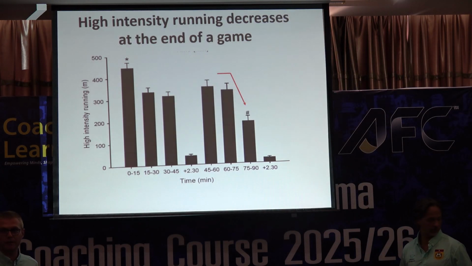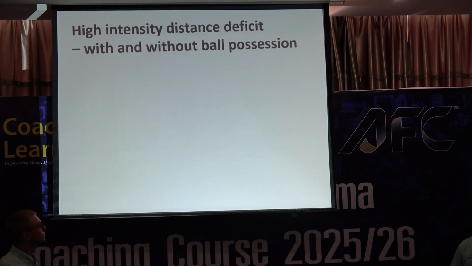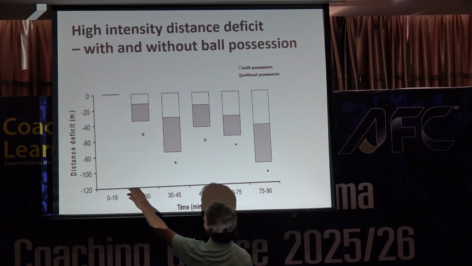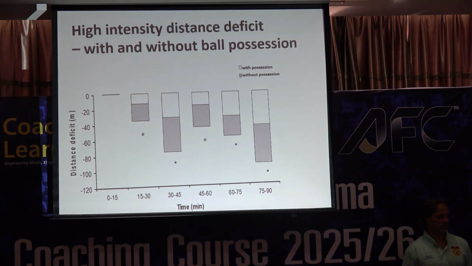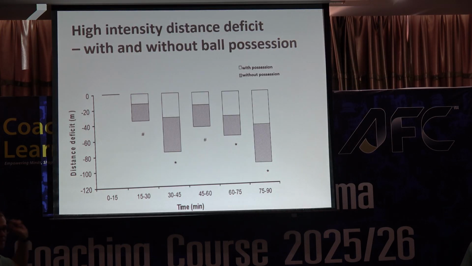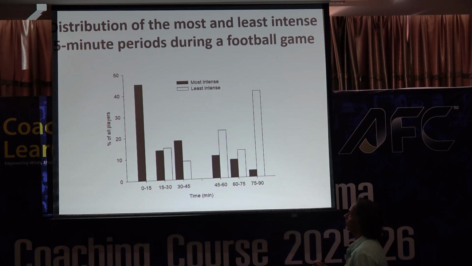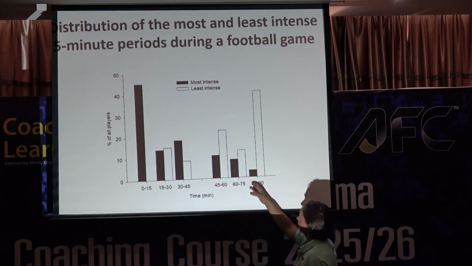And we know from the first day that this happens quite early in the game. Already after 15 minutes we start to lose the ability to do high intensity work, both in ball possession and without ball possession. Also, when we look at the distribution of the most intense periods of the game, where do they occur? The most intense periods of the game, the black bars, they predominantly occur early in the game and almost not at all at the end of the game.